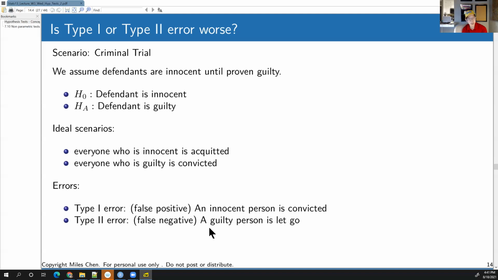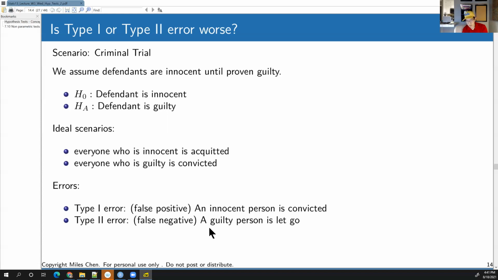One would be a false positive. A false positive would be that an innocent person is convicted. An innocent person is sent to prison or possibly worse for a crime that they did not commit. Okay, and a false negative would be that a guilty person is acquitted. A guilty person is let go. Okay, both of these things are considered failures of the justice system.